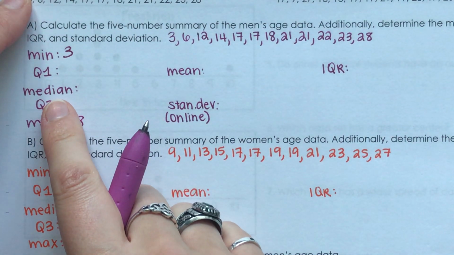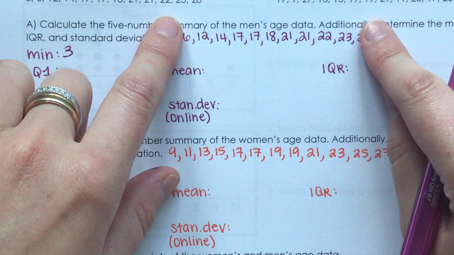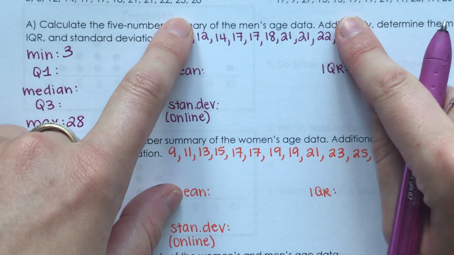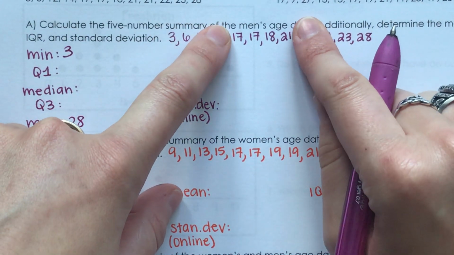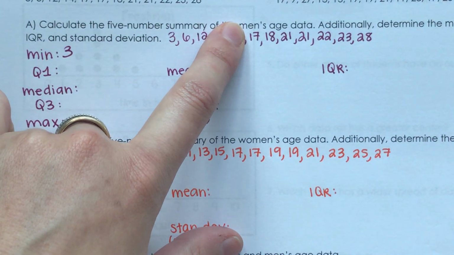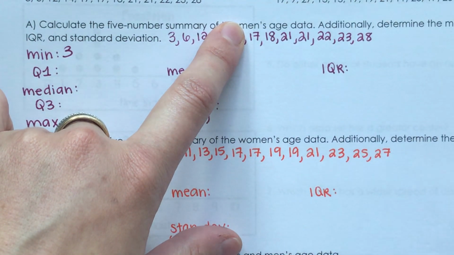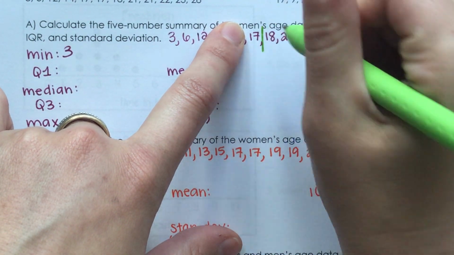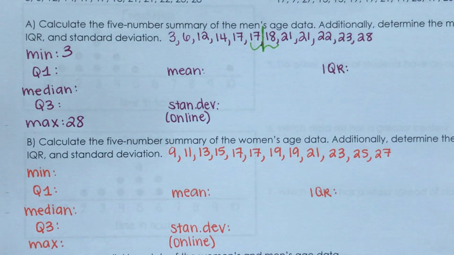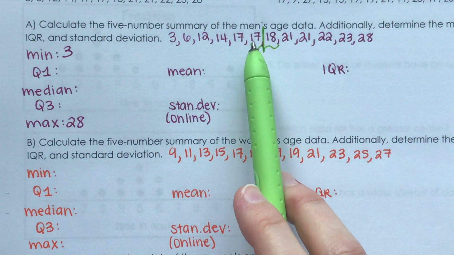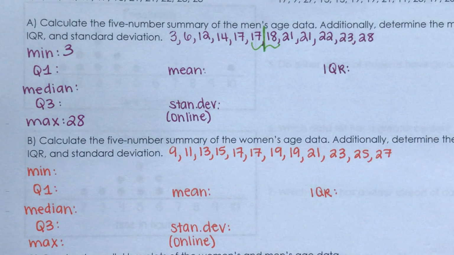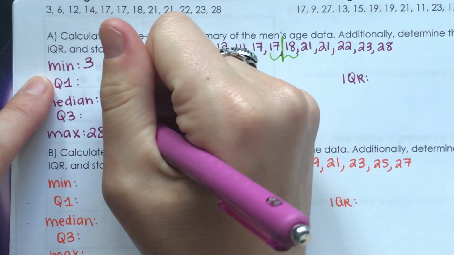Now, my median is the one that's right in the center. So, if I work my way to the center, boom, boom, boom, boom, I see that the center is right in between 17 and 18. And so I have to pick the number that's in between 17 and 18. Well, that would be the average of 17 and 18, which is 17 and a half.